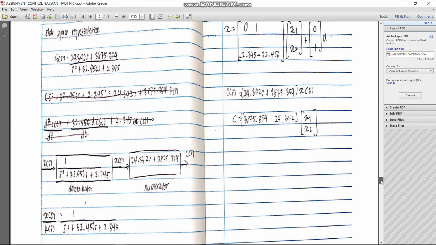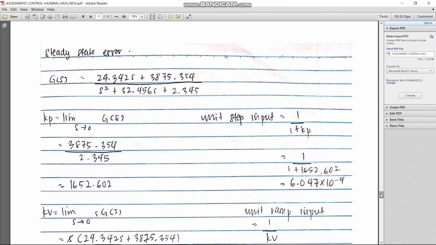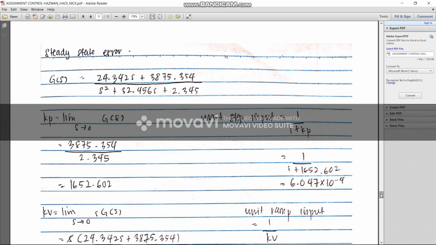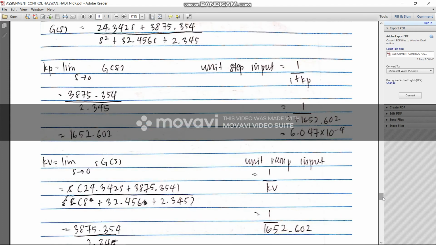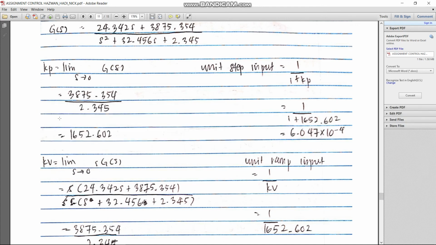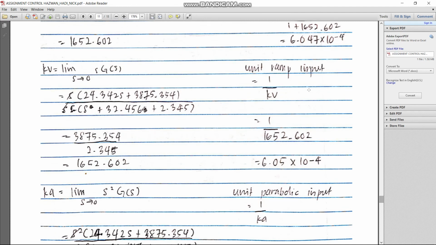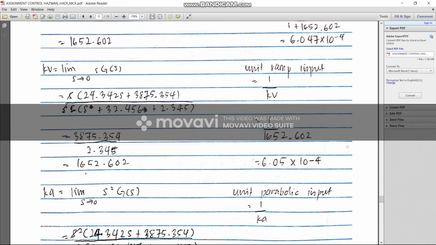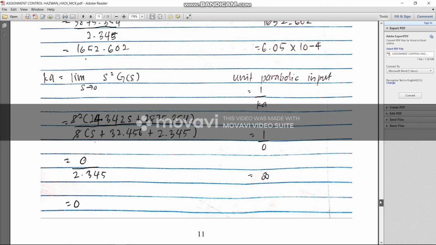And then this is for our state space representation, and then this is for the steady state error for Kp, which is the position constant, Kv the velocity constant, and Ka the acceleration constant. For Kp we get this value, and for unit step input we get 0.6 milli, and for unit ramp input we get 0.6 milli also, and only this Ka we got 0, and for the unit parabolic input we get infinity.